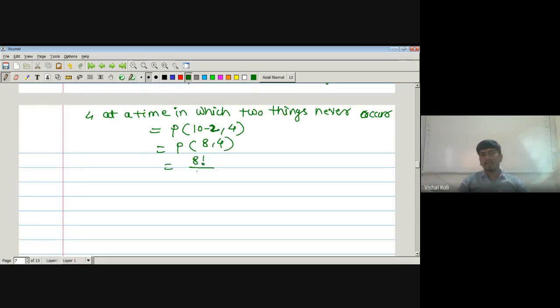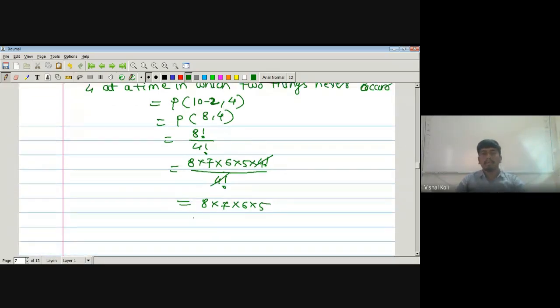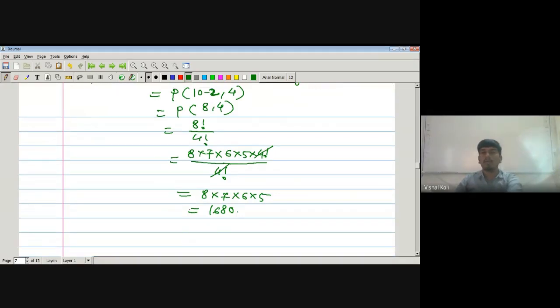that is 8 factorial divided by 4 factorial, 8 minus 4 factorial, that is 4 factorial, which is equal to 8 into 7 into 6 into 5 into 4 factorial divided by 4 factorial. 4 factorial gets cancelled, so this one is nothing but 8 into 7 into 6 into 5, and which is nothing but 1680. So which are the required number of permutations.